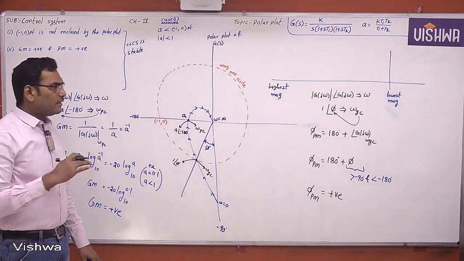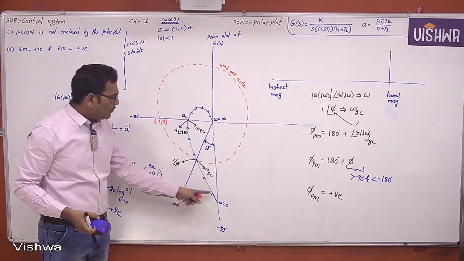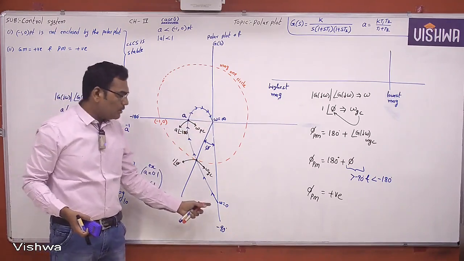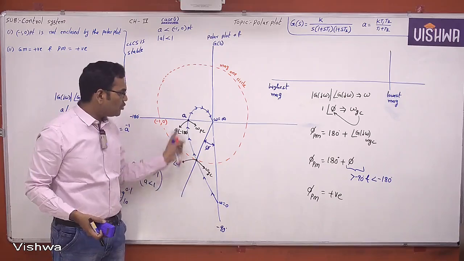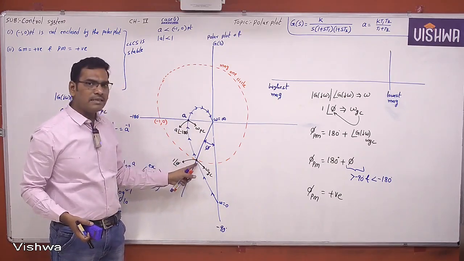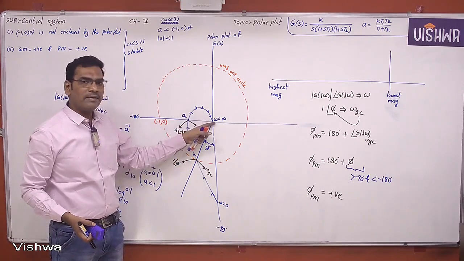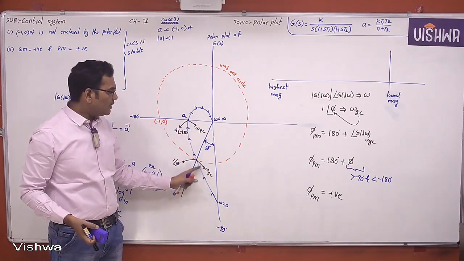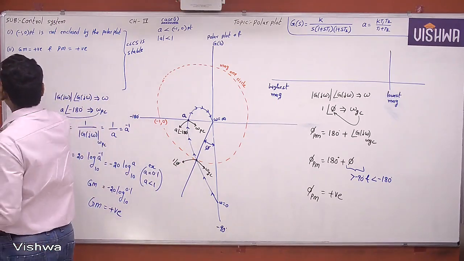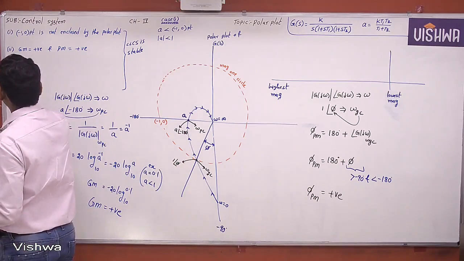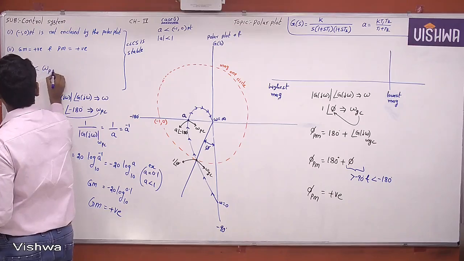Not only that, you can also observe that practically the frequency is changing from 0 to infinity. In that, the first frequency is the gain crossover frequency, the second frequency is the phase crossover frequency, and the last frequency is infinite. What is the relation between GC and PC? Now the third point: the gain crossover frequency is less than the phase crossover frequency.